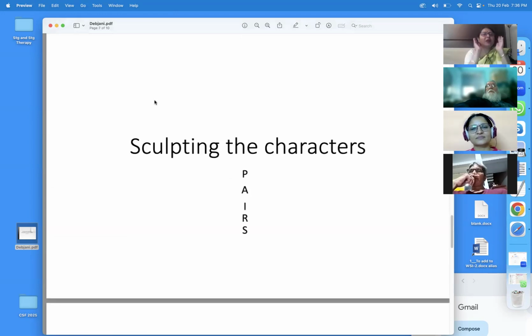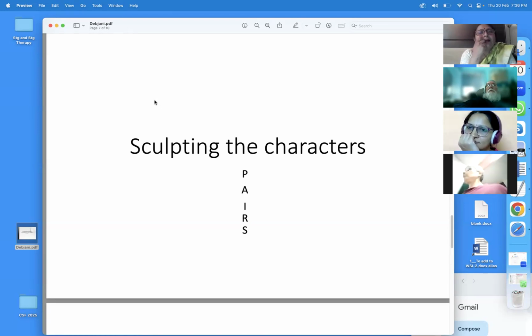Now comes the heart of this thing, which is so interesting for all of us, sculpting the characters. So this is for you. How do you sculpt your characters when you have to play the characters? You have to role play the characters, right? How would you sculpt your characters? What do you consider? Guys, you can write on the chat box, you can unmute yourself and tell, and anything and everything is okay.